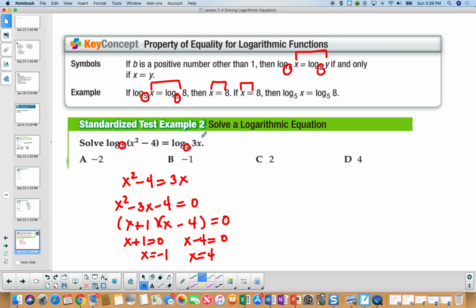Now here's the problem. If I put -1 in this expression, I'll have log of -1, which doesn't make sense. That is not in the domain of the log. So the only answer that's going to work is D.